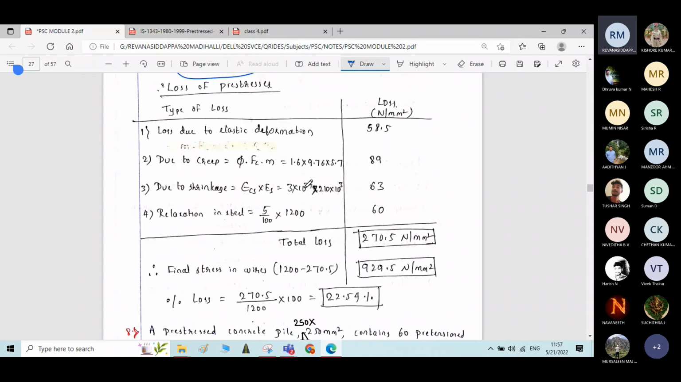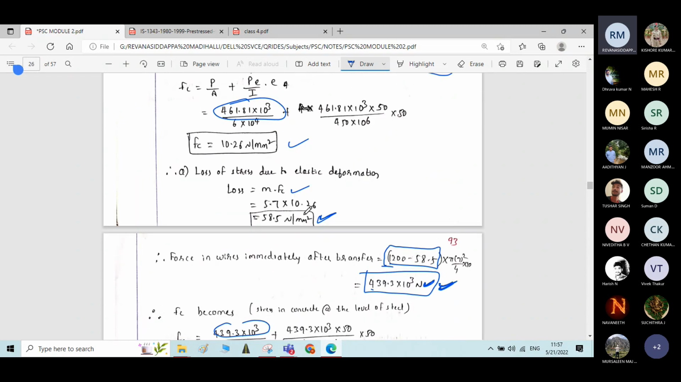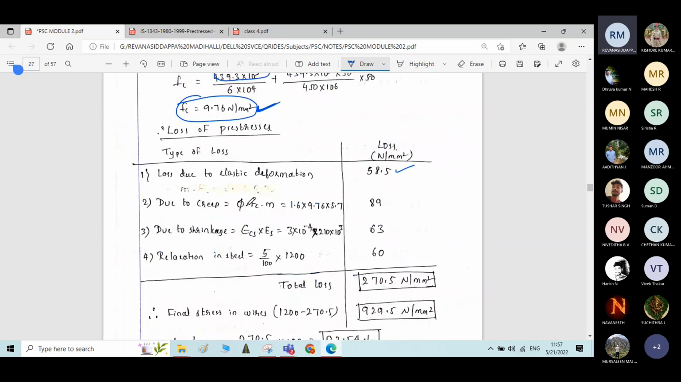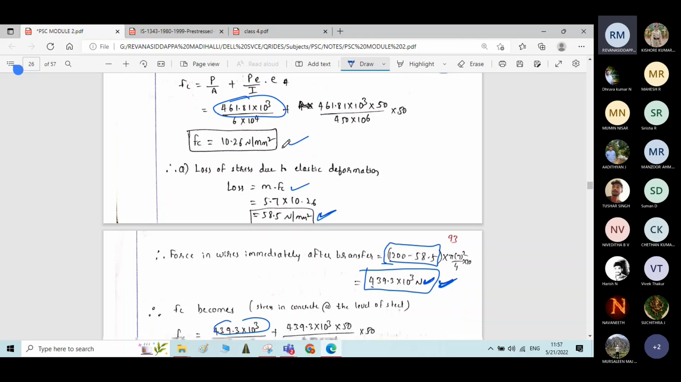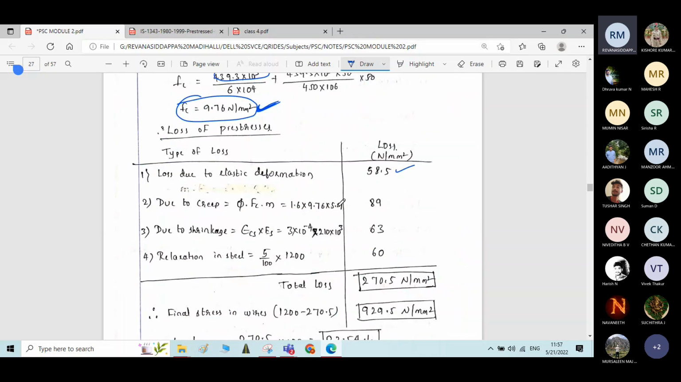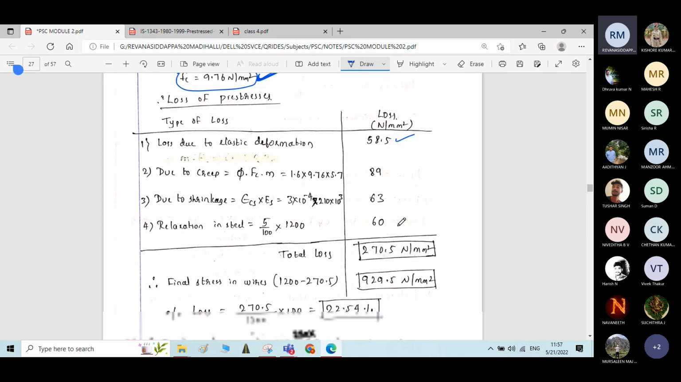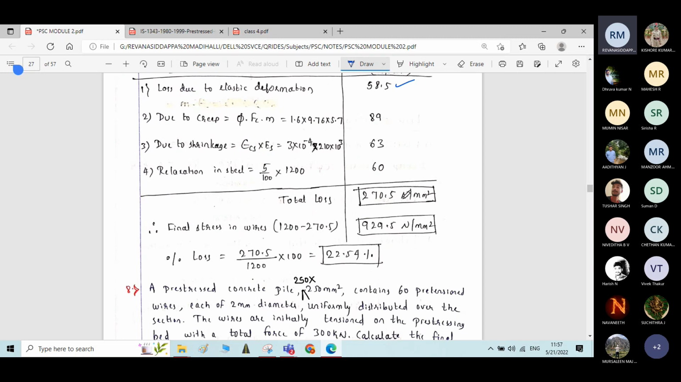Now the other losses have been calculated. Loss due to elastic deformation is 58.5 Newton per mm square, which we already calculated at the beginning. Then loss due to creep is equal to phi into FC into M. Phi is given as 1.6. For FC, not the top one, not 10.26, you need to take 9.76 as the modified FC. The modular ratio is also given, 5.7. Then loss due to shrinkage and relaxation of stress are also calculated. Finally, the total loss is calculated.